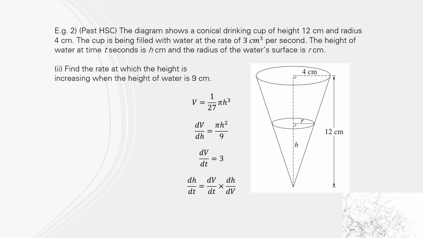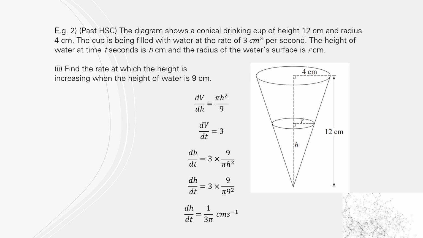So if I want to find dh/dt, which is what the question's asking me, I'll need dV/dt times dh/dV. Notice that the dV's cancel this time and gives us dh/dt. Now, we worked out that dV/dh was πh squared on 9, and we want dh/dV. So therefore, we're just going to flip that so that we can enter it into our new formula. So dh/dt is 3 lots of 9 over πh squared. The question says when the height of the water is 9, so you sub the 9 in, and you get dh/dt is 1 over 3π centimetres per second. Thank you.